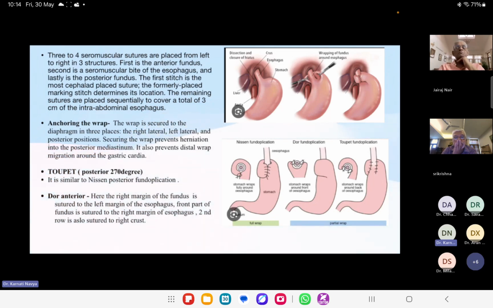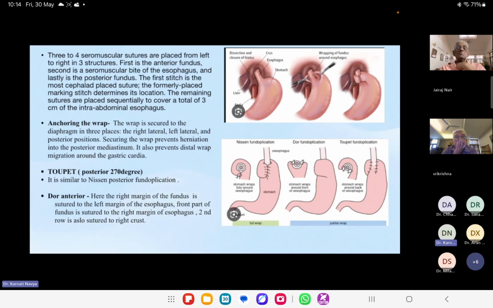Toupet fundoplication, which is a posterior 270-degree fundoplication, is similar to Nissen's, except that the difference is that the anterior part of the fundus is not mobilized. And the posterior fundus is mobilized beyond the esophagus, and it is sutured behind.